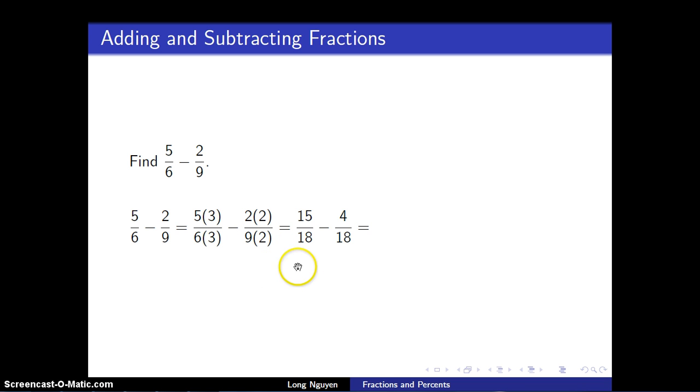If I do that, I get 15 over 18 minus 4 over 18. And then we have the common denominator. When I subtract, I'll just take 15 minus 4, which is 11. Then here's my answer.